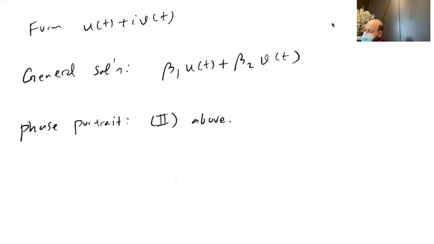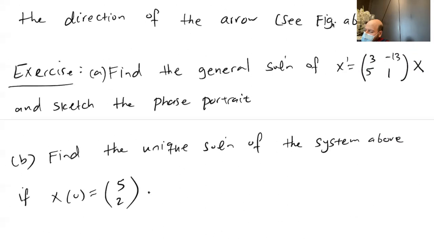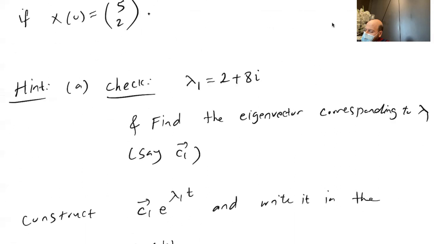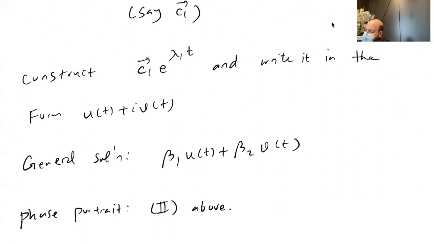And what about part B? We want to find the unique solution, which means that we need to find these constants, because remember here beta 1 and beta 2 are some constants.